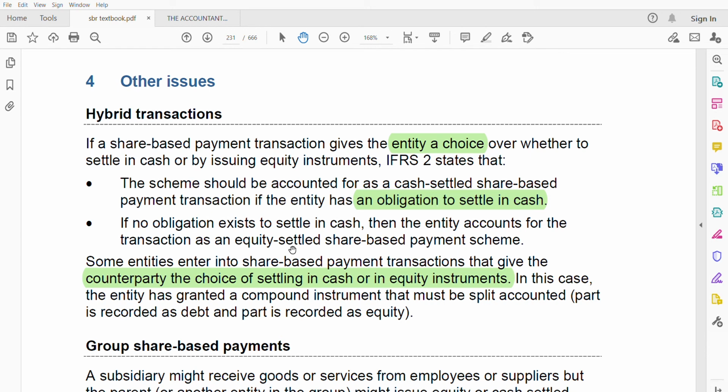But if it's the counterparty, then the entity has granted a compound instrument to your employees. Compound instrument means it has both the features of equity and cash. So you must split this. Part is recorded as debt and part is recorded as equity. Debt is for the cash part, because we have a liability under that. We do a very similar thing in IFRS 9 also. We have seen that when we have a compound instrument, we need to split between the equity instrument and the debt instrument. In IFRS 2 also we have to split between the equity and debt parts, the same way we have done for IFRS 9. But we are not bringing the IFRS 9 rules here.